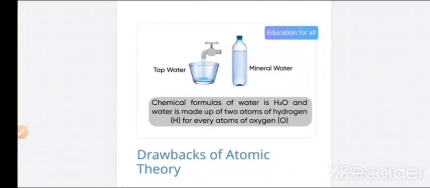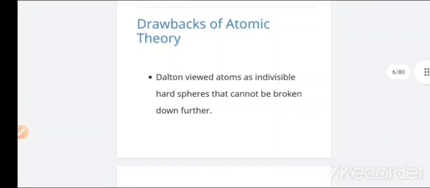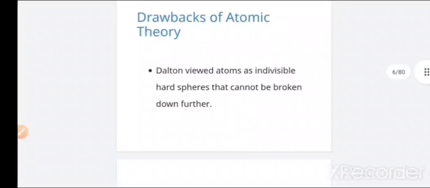What are the drawbacks of the atomic theory? Dalton gave the atomic theory, but he could not prove exactly that atoms are indivisible. Further experiments by scientists proved that atoms are divisible. They can be divided to form protons, neutrons and electrons. That means atoms consist of three particles: protons, neutrons and electrons.